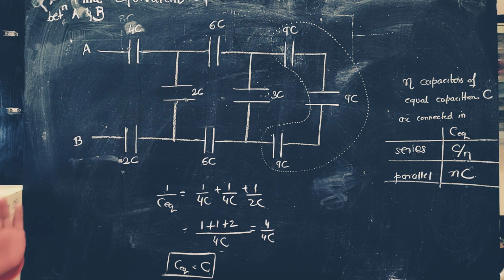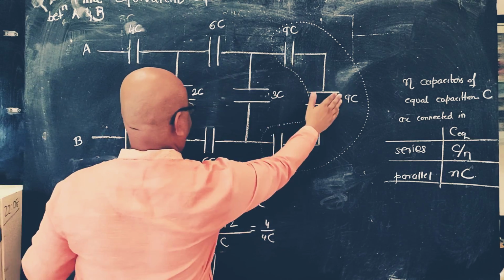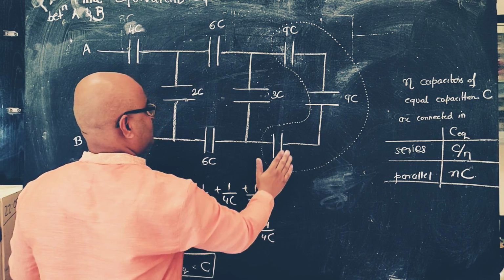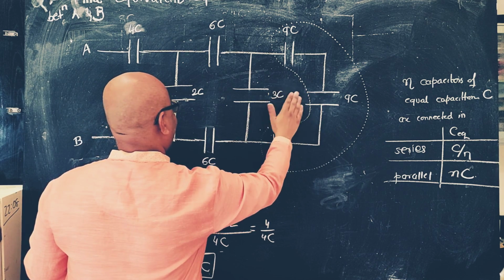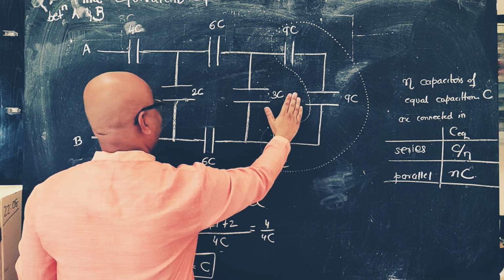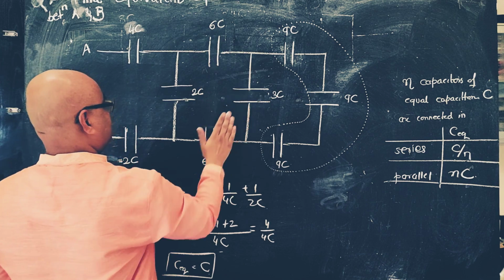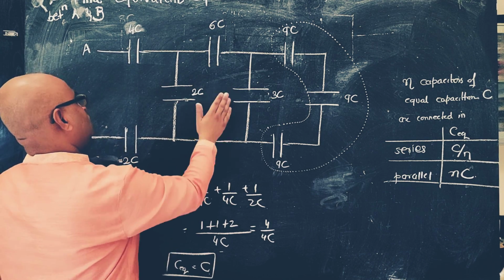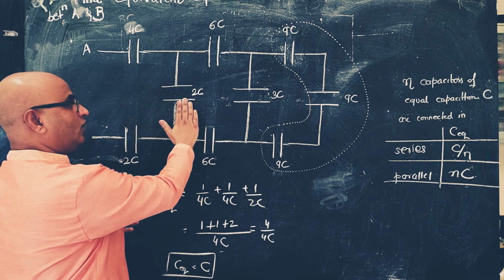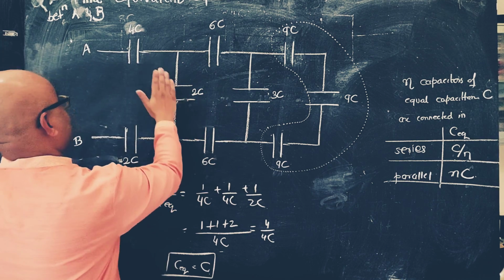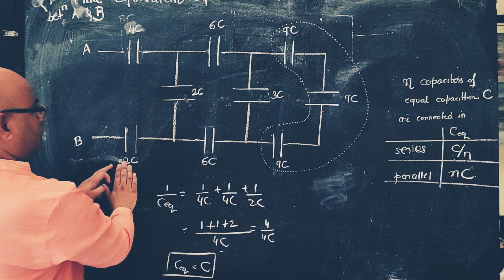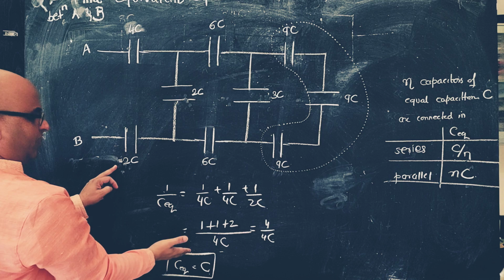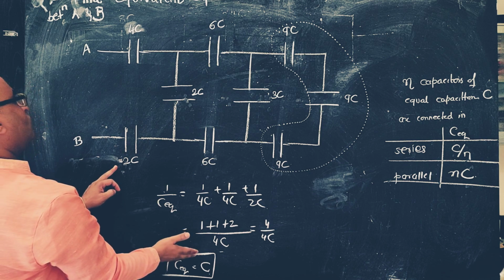Have you got this? I will repeat it. 9, 9, 9 are connected in series, so the equivalent capacitance is 3C. 3C and 3C are connected in parallel. The answer is 6C. 6C, 6C, 6C are connected in series. The answer is 2C. 2C and 2C are connected in parallel. The answer is 4C. 4, 4 and 2 are connected in series. Then the formula for equivalent capacitance is as shown here.